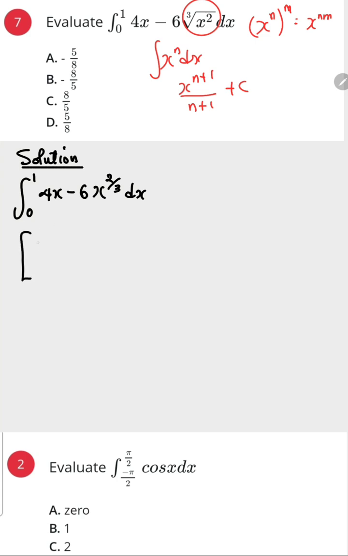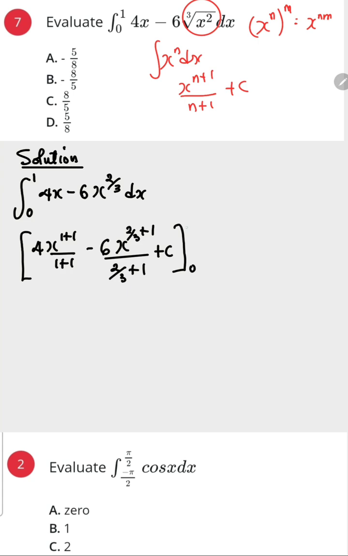Now integrating this is going to be 4, then x to the power 1 plus 1 all over 1 plus 1, then minus 6, then x raised to power 2 over 3 plus 1, then over 2 over 3 plus 1, then everything plus c. And it's going to be from 0 to 1. So it is as simple as this. Now, once I have this, the first one is going to be 4, then I have x squared all over 2.